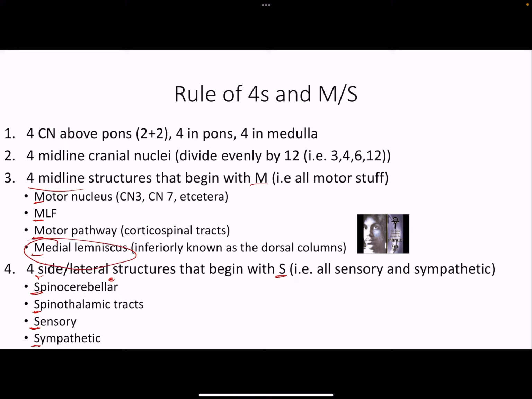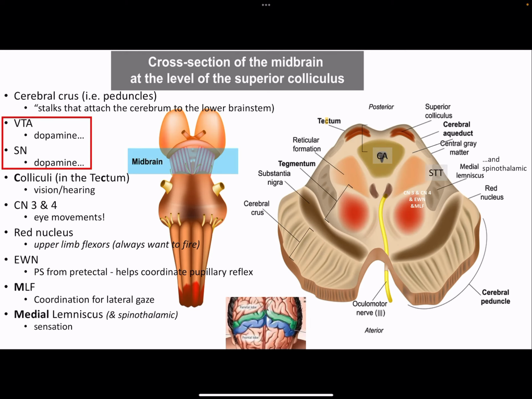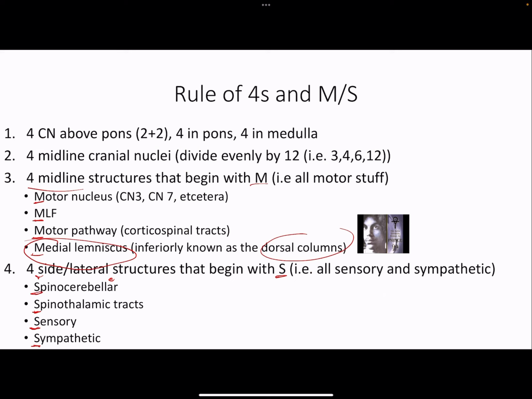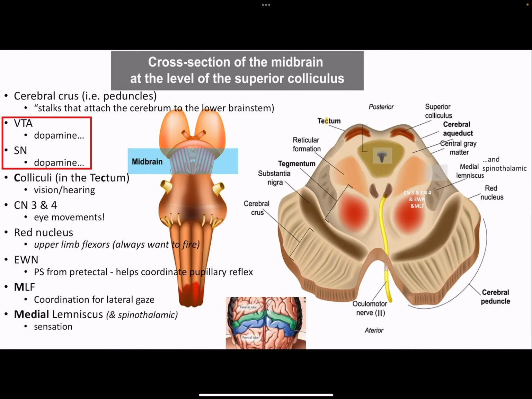Note as well that the medial lemniscus, we call it this in the brainstem, but in the spinal cord we call it the dorsal column, so it has a name change. That name change also reflects what it does. It moves medially, which is helpful, as opposed to being very dorsal in the spinal cord.